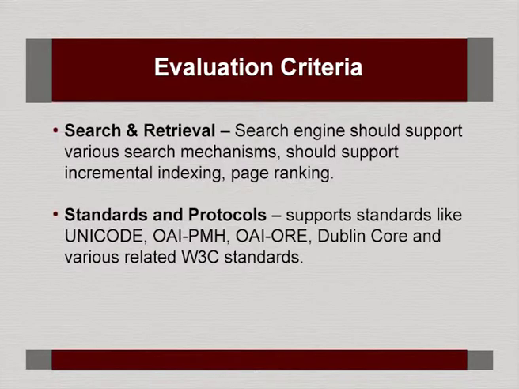So, evaluation criteria: search and retrieval, whether the search engine supports various mechanisms. DSpace uses one of the most powerful search engines, an open source search engine, Lucene. So the search features, like whether it has incremental indexing, page ranking and other things, are important. Even more important is what kind of standards and protocols the software supports, especially open standards and open protocols. Whether it supports Unicode, so that you can develop a multilingual digital library, OAI-PMH for data exchange and aggregation, OAI-ORE for object reuse and exchange, Dublin Core and various W3C related standards.